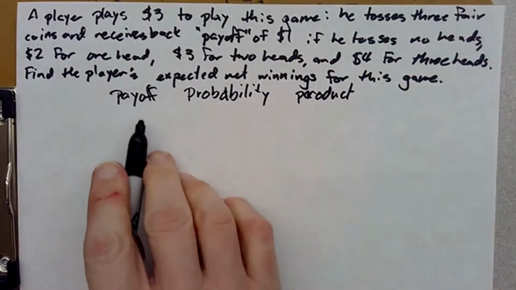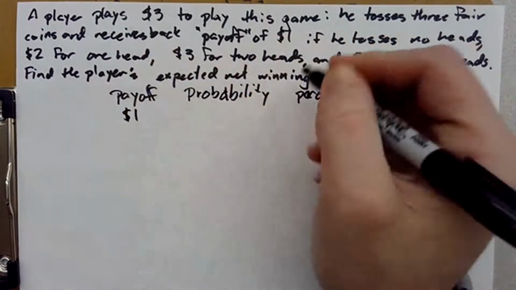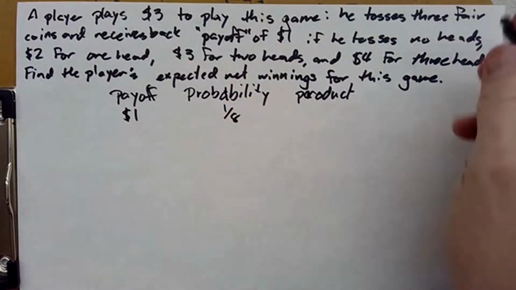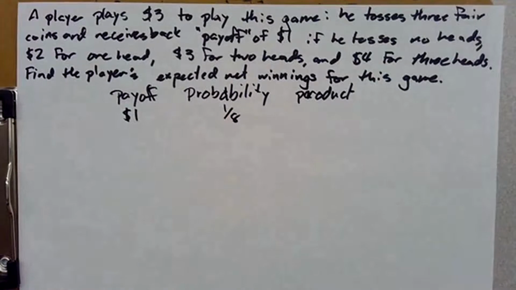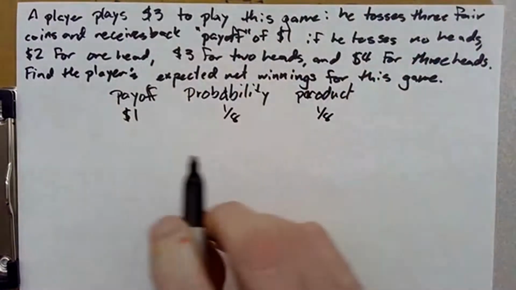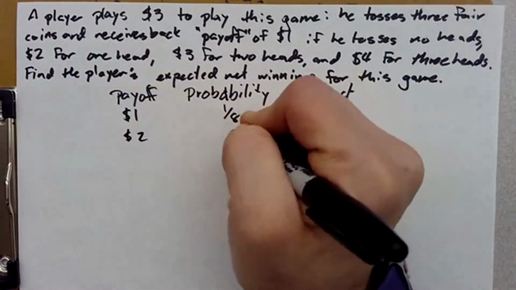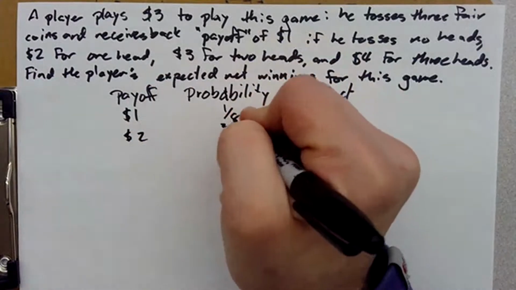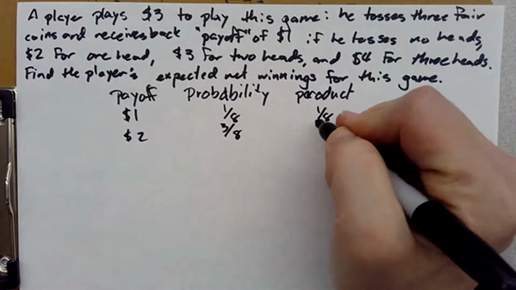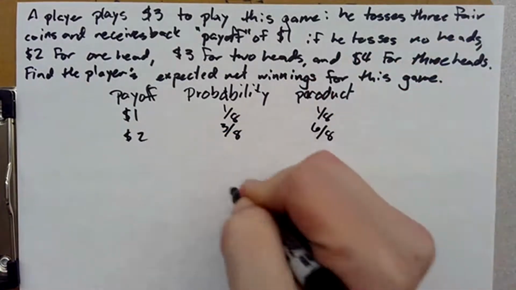Okay, so the payoff for 0 heads is $1. The probability of 0 heads is 1/8, because we're dealing with 3 fair coins. We're dealing with those 8ths again. The product of these numbers is 1/8. Payoff is $2 for 1 head, and there is a 3/8 probability of 1 head, so that is a product of 6/8.